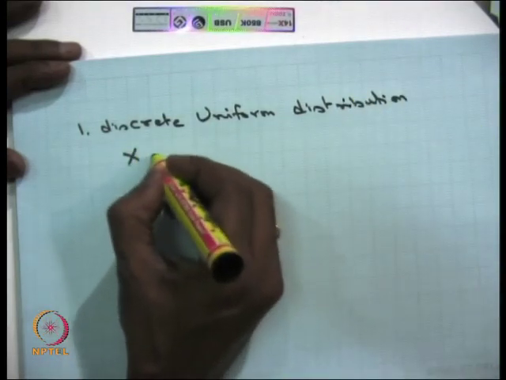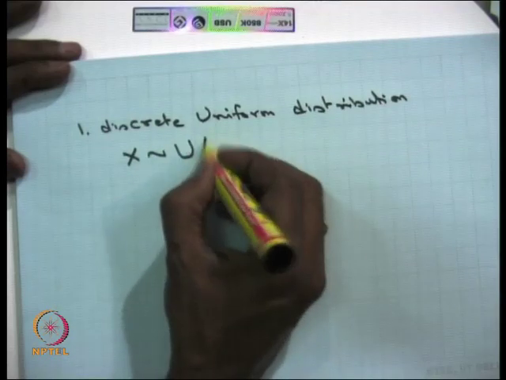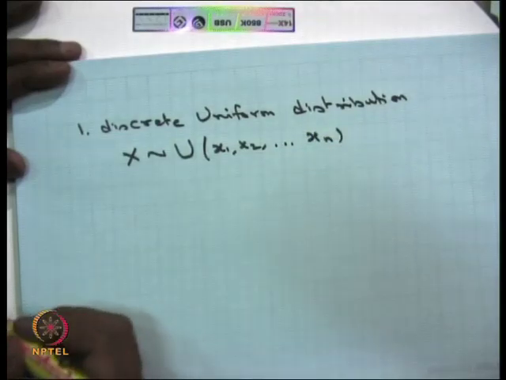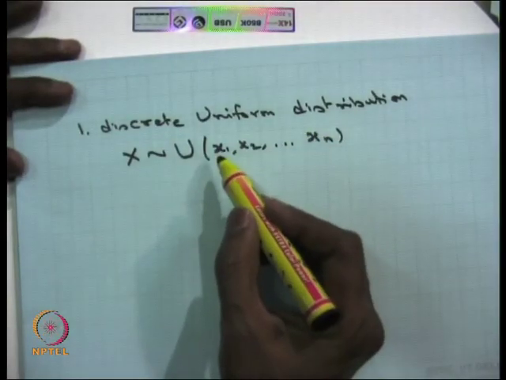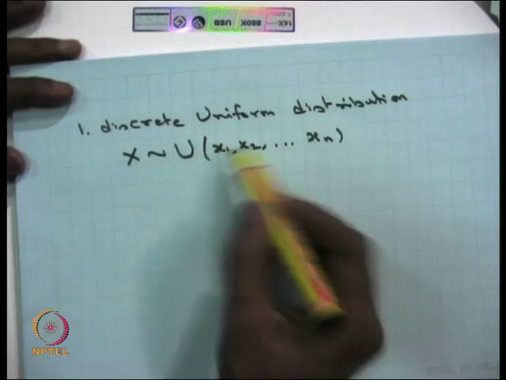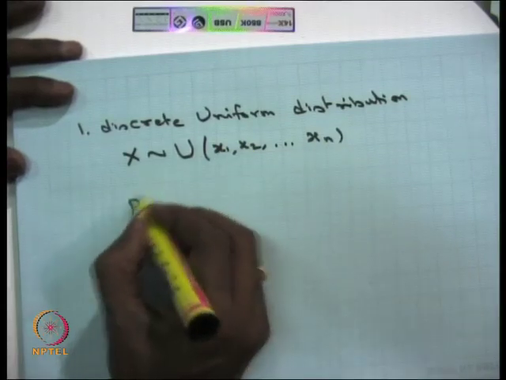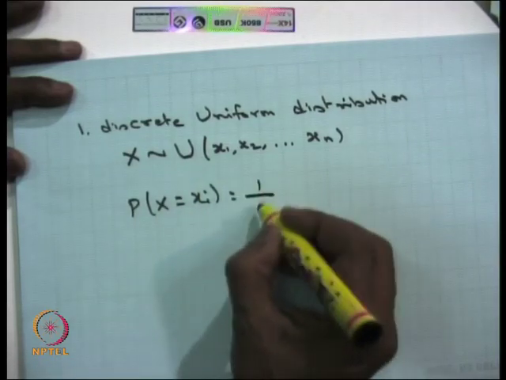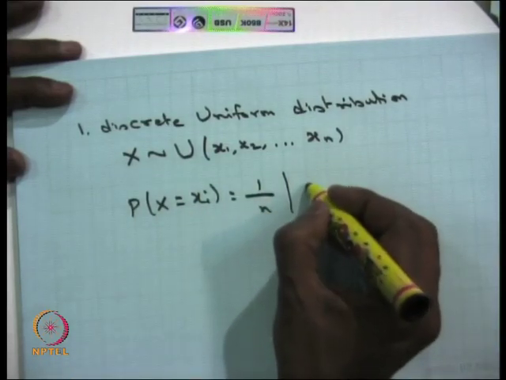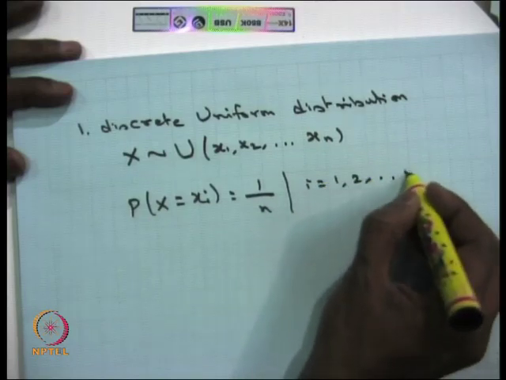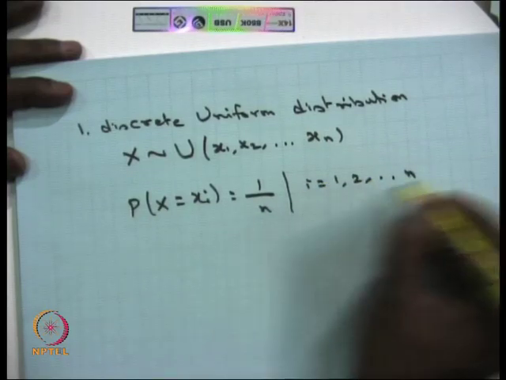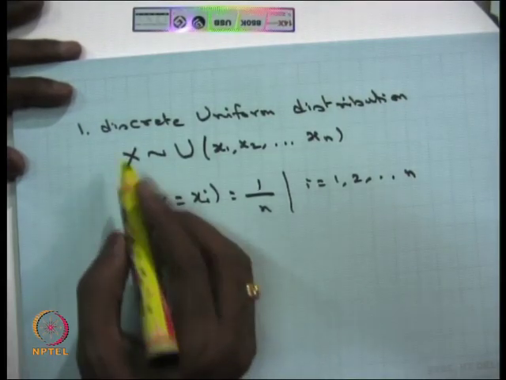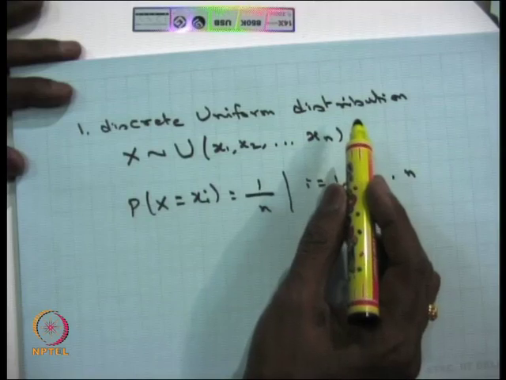Suppose the random variable X is uniformly distributed over the discrete points x_n. That means the random variable takes the possible values x_1 to x_n, and it has masses of equal size at each x_i, for i varying from 1 to n, and otherwise it is 0. Then in that case we say the random variable has a discrete uniform distribution.